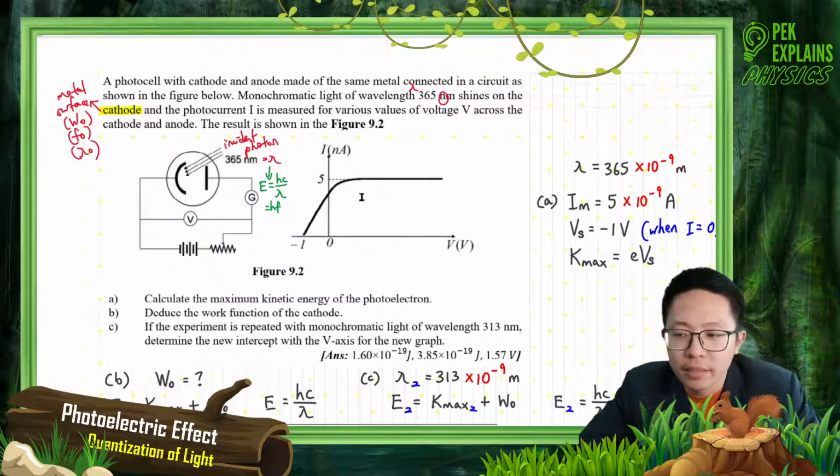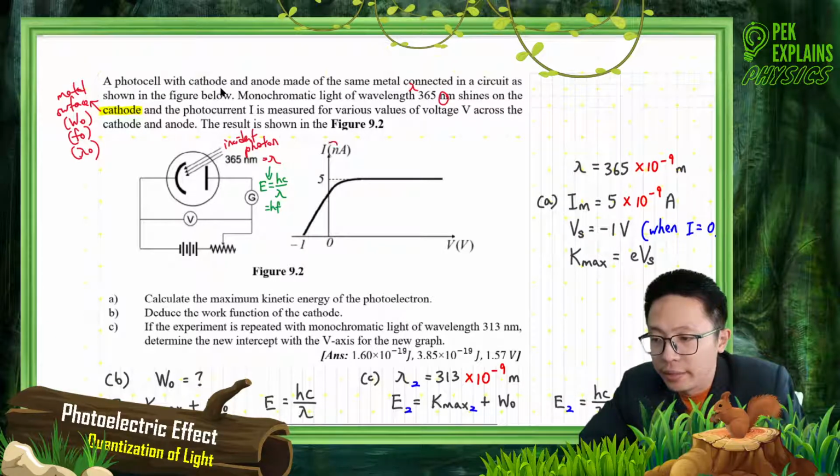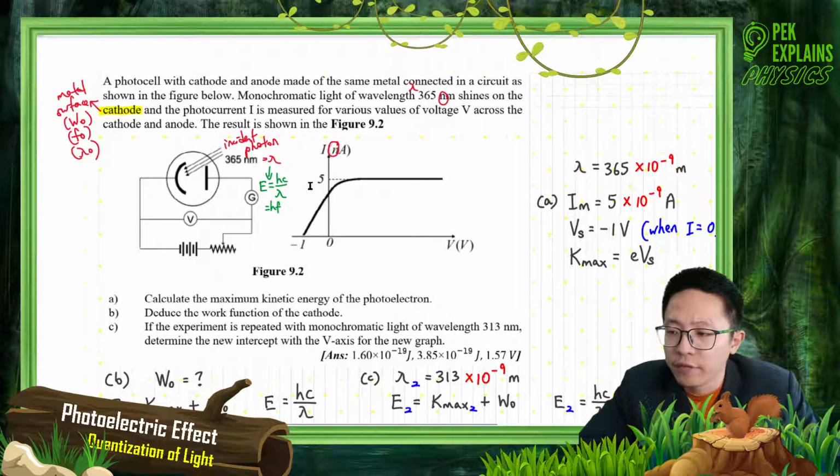Now, about this graph, you must pay attention to what these values are. What does this -1 mean? What does this 5 mean? What are they representing? This is very important. And also pay attention to the unit. You see, this is nano, exponent -9 ampere. So this is actually 5 nanoampere, not 5 ampere. 5 exponent -9 ampere.